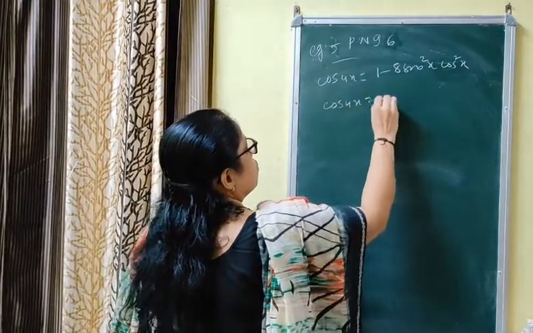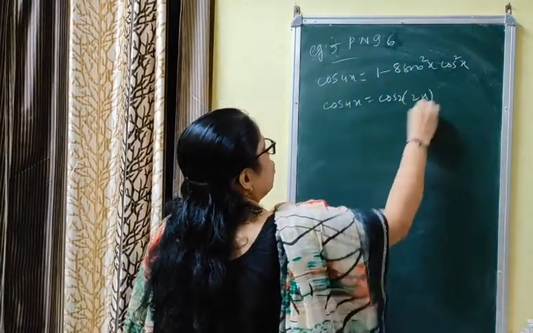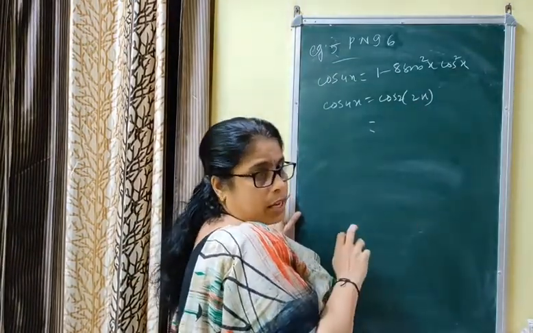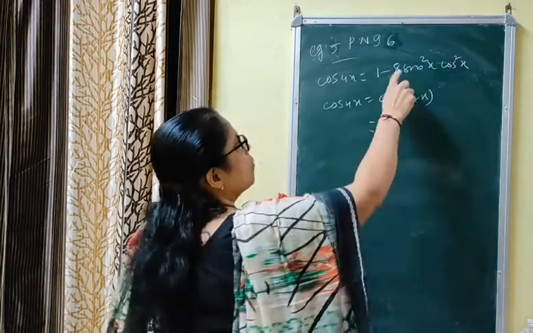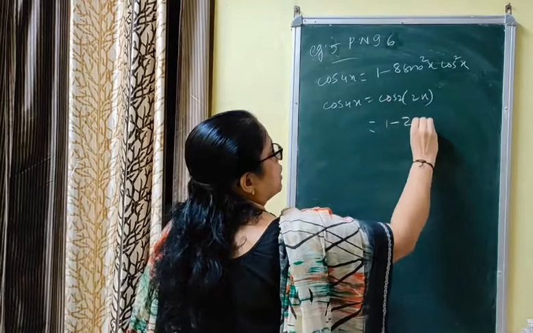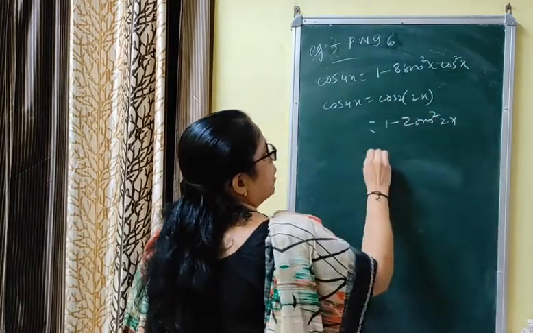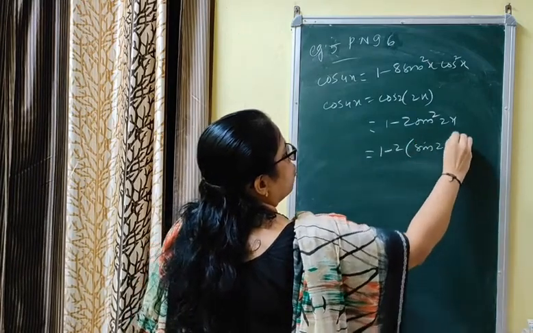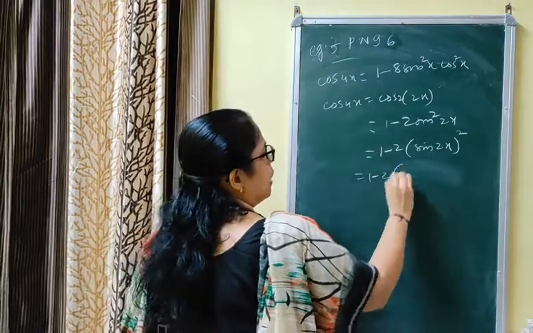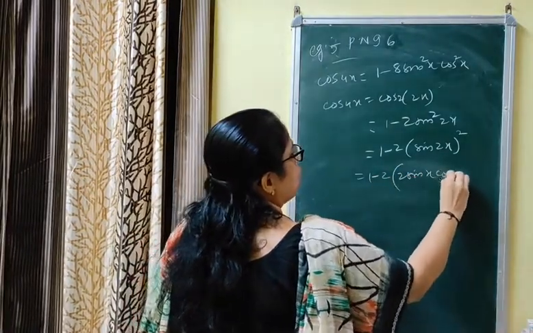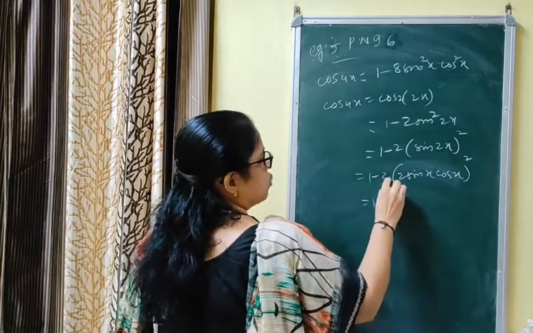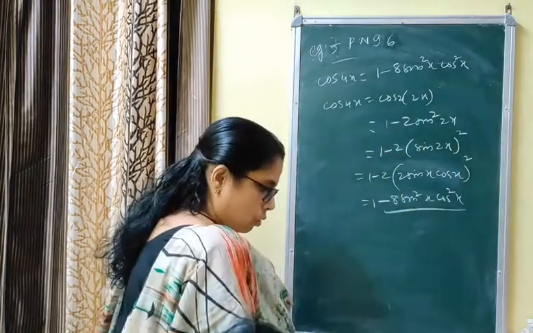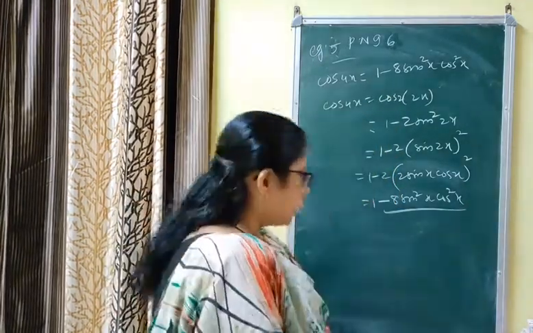cos 4x is equal to cos 2 into 2x. What is the formula of cos 2x? There are a number of formulas: 2 cos square x minus 1, 1 minus 2 sin square x, cos square x minus sin square x, but it is better to use 1 minus 2 sin square x, that is 1 minus 2 sin square 2x. But you know that sin square 2x is sin 2x whole square. Now you can apply the formula: 1 minus 2 into 2 sin x cos x whole square. That is 1 minus 2 into 4, that is 1 minus 8 sin square x cos square x. That is the result we are asked to prove. You can expect this question for only 1 mark.